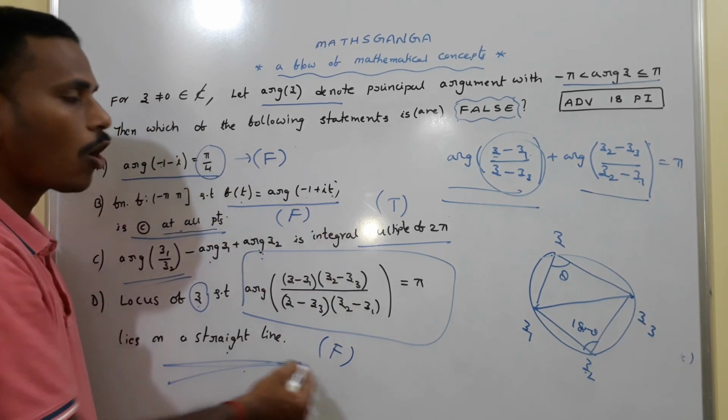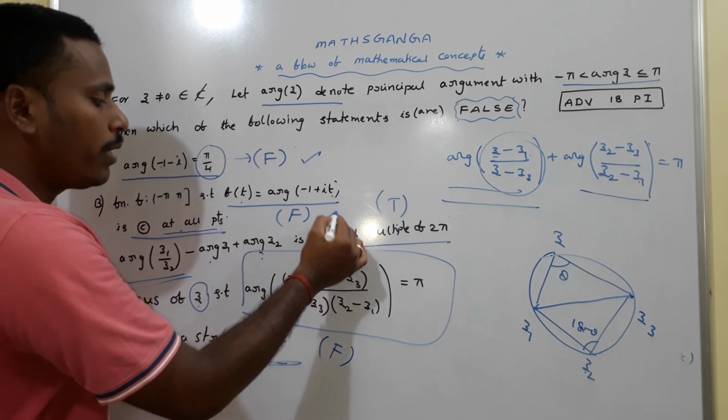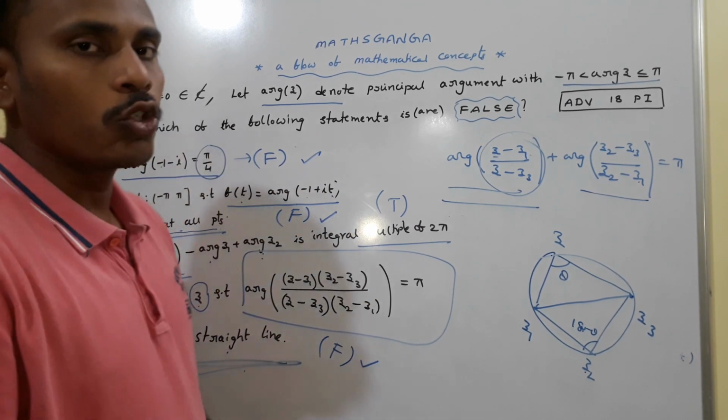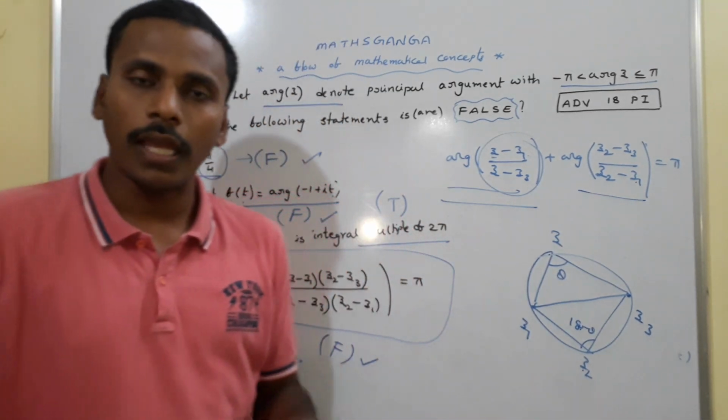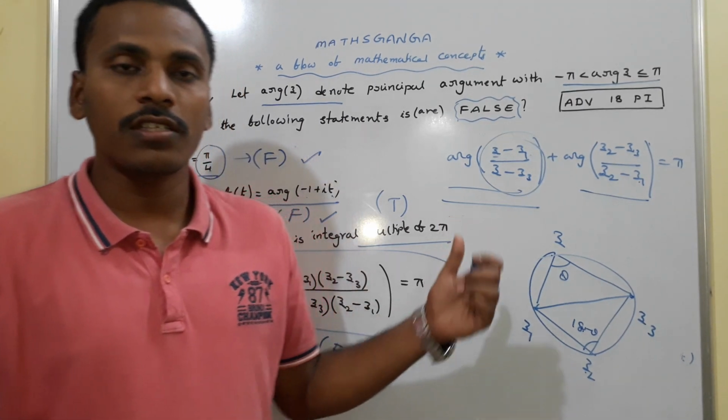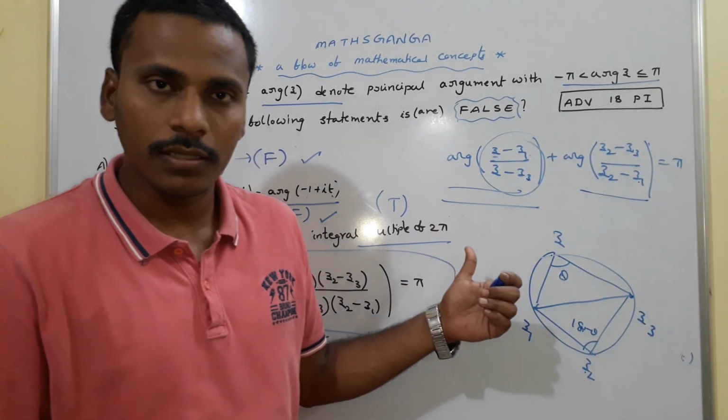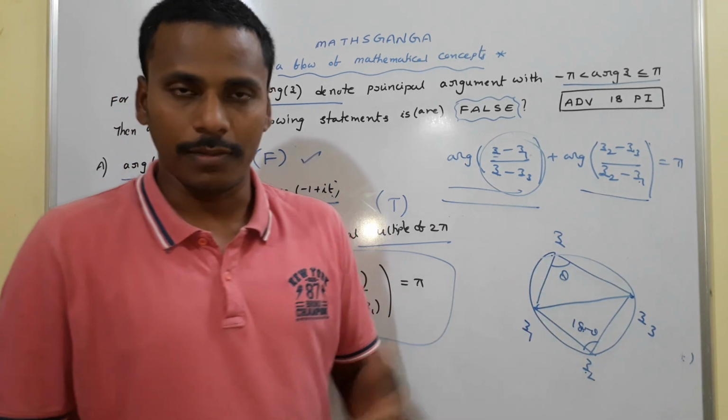So among the four given options, options A, B and D are false statements. So your answer for the question is A, B, D. So this is an easy question from complex numbers on the argument of a complex number. Thank you.